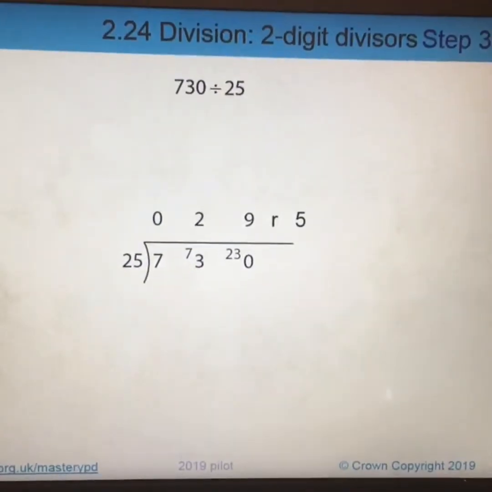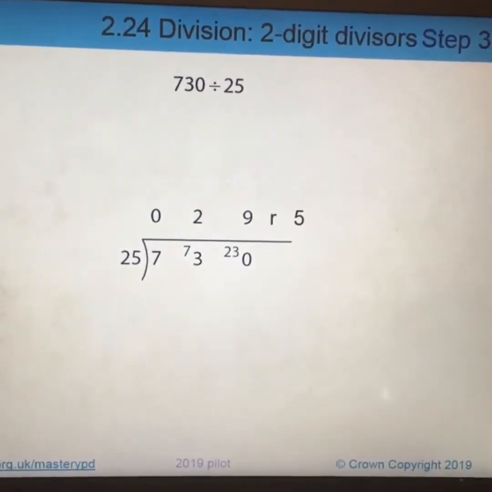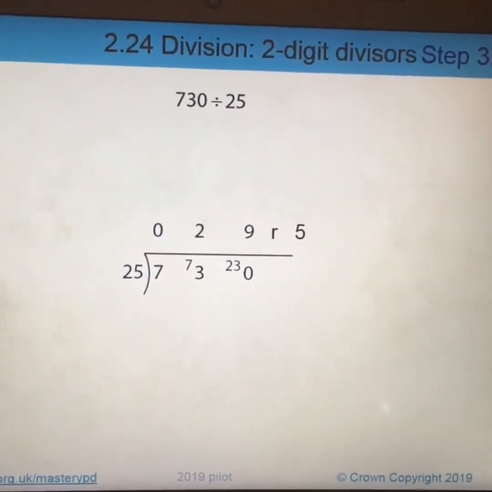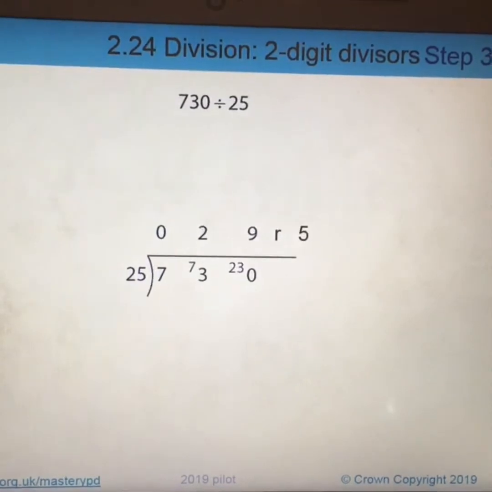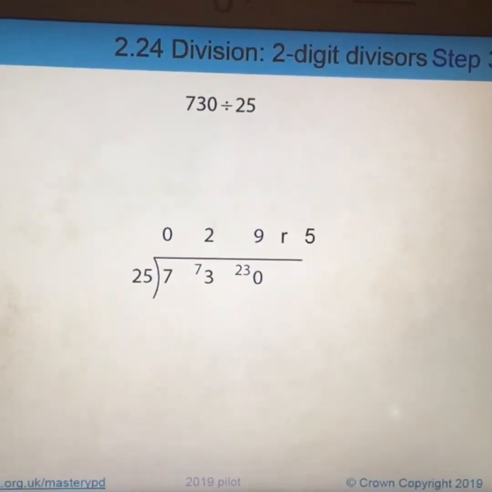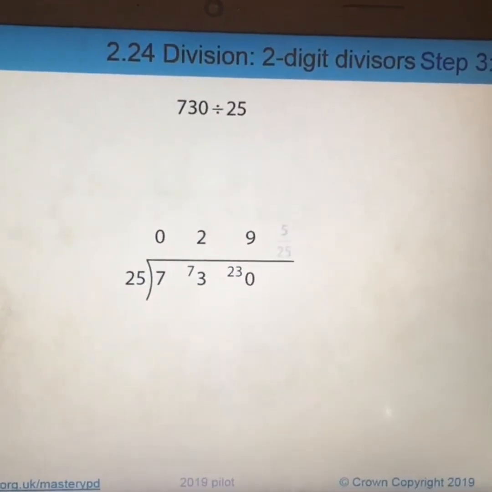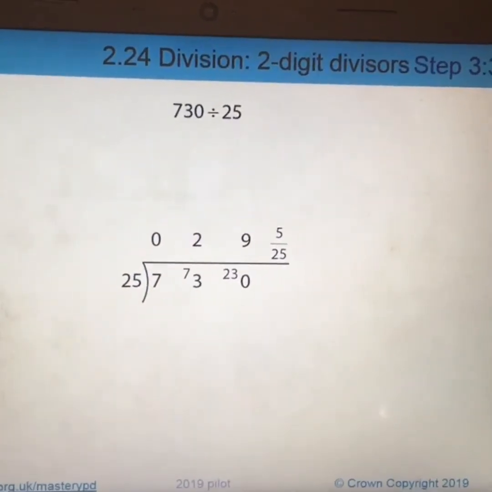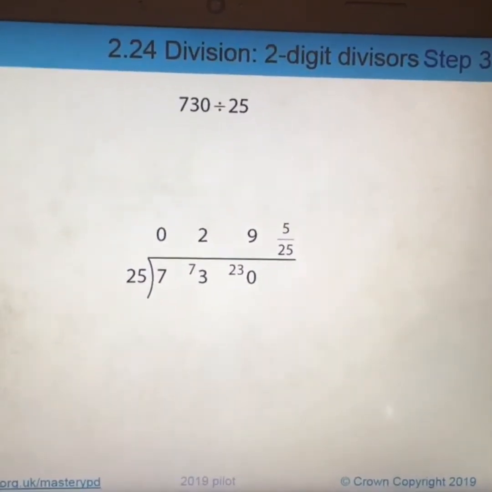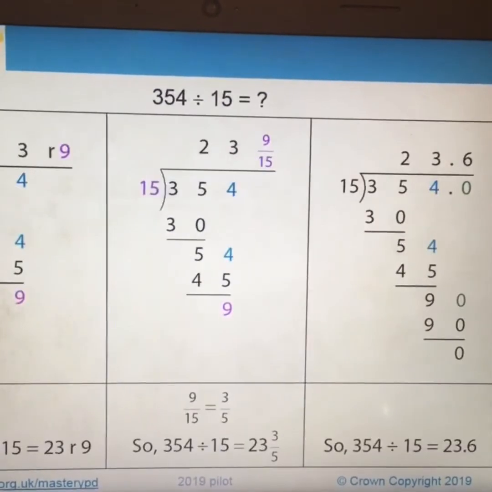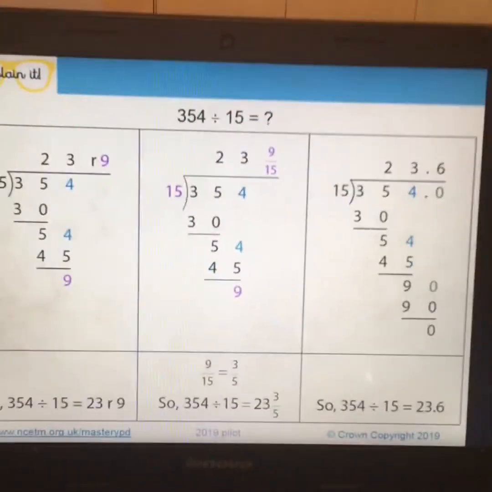If we were doing short division, we could have written it as a remainder 5, but really, mathematically wise, remainder 5s aren't really that useful, unless we're talking about whole objects like people. So really, we want to probably turn them into decimals or fractions. So it would be 5 over 25 because it was remainder 5, and you still need to divide it by that 25, which would be 1/5. So it'd be 29 and 1/5.